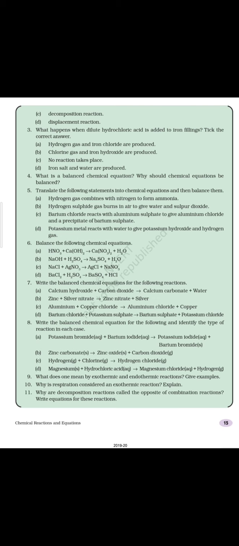C bit, hydrogen plus chlorine gives rise to hydrogen chloride. Two reactants are combining to form a single product. So this is a combination reaction. D bit, magnesium plus hydrochloric acid gives rise to magnesium chloride plus hydrogen. Here a metal is displacing another from its salt solution. So this is a displacement reaction.